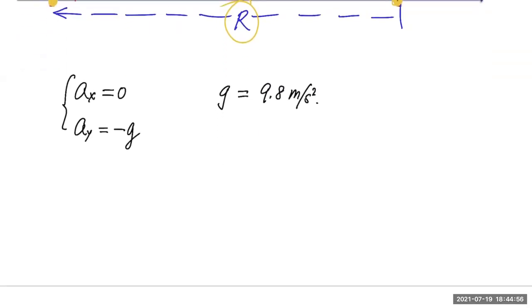So once we know a, what do we do next? Well, we know we can integrate a to get what? To get v. And then we can integrate v to get what? To get x and y, right? So that's what we're going to do. So the next thing we want to know is what is Vx and what is Vy?